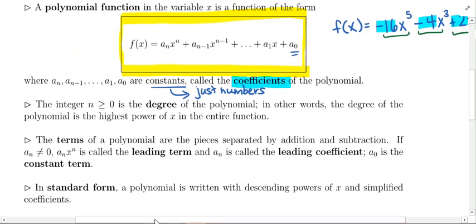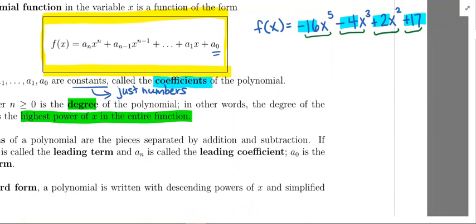That's really important. Degree of a polynomial is super important, so make sure you know this one. It says the integer n is greater than or equal to 0, so it's talking about the n value. The degree of the polynomial is the highest power of x in the whole thing. That's what you need to know.